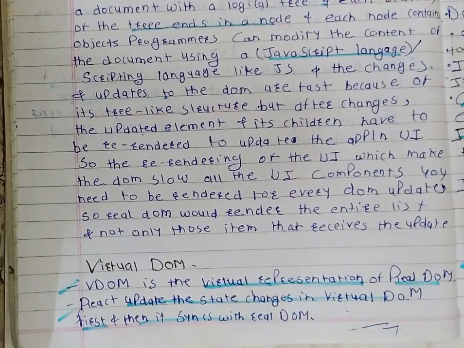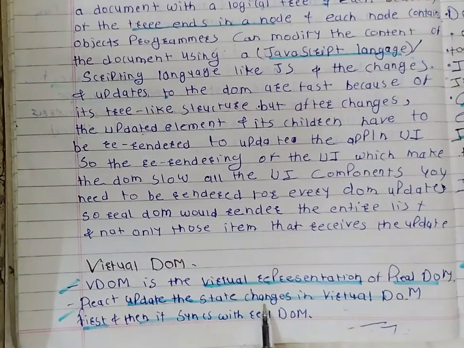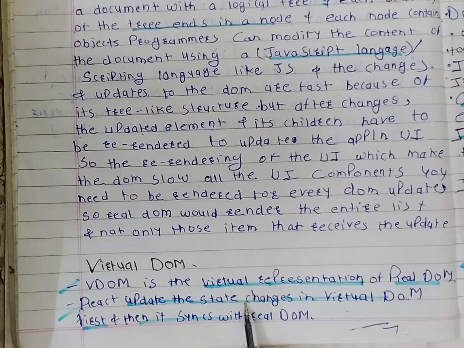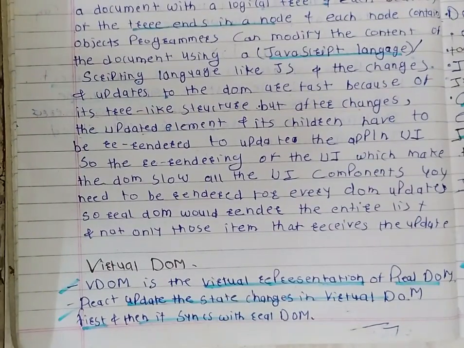So first of all, what happens if any changes happen within a web page? First of all, it updates its current virtual DOM, and before updating the real DOM, it always checks its current virtual DOM against its previous virtual DOM. If it finds any changes between the two, then only it updates the real DOM, which always syncs with the virtual DOM.